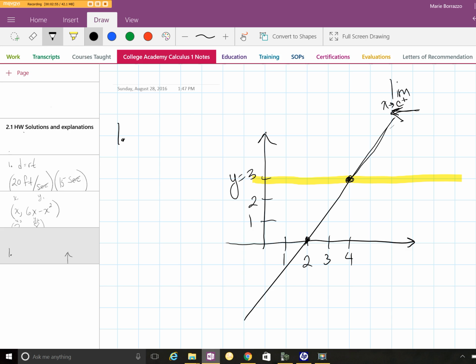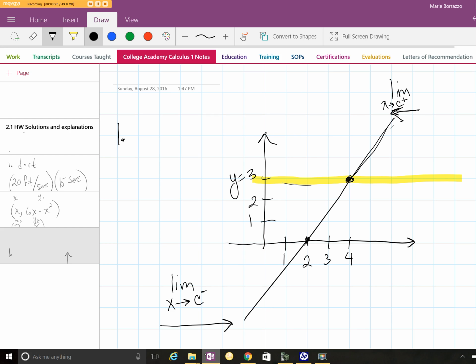Okay, the second part B asks us to look at the limit as x approaches c, and then it has a little negative up here. So in essence, we're looking at it coming from this side. As x approaches c, and c being 4, you can see that again, we're looking at the value of 3. So your answer would be the same for both of these.